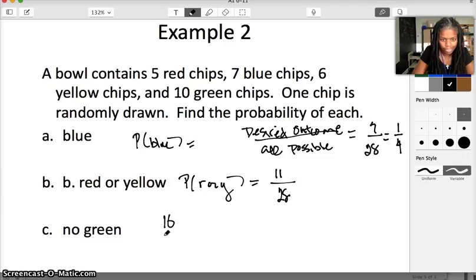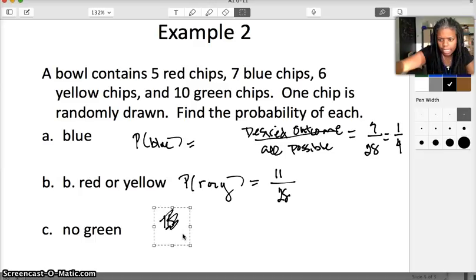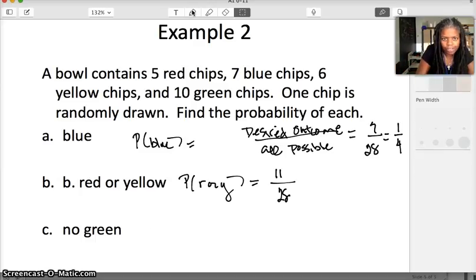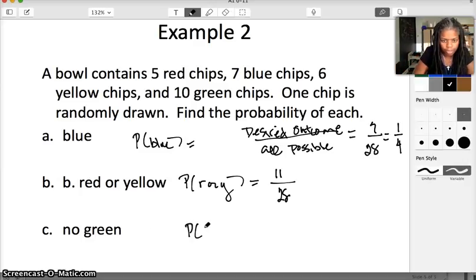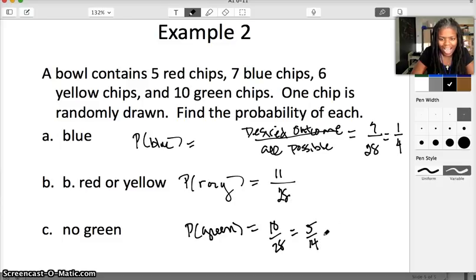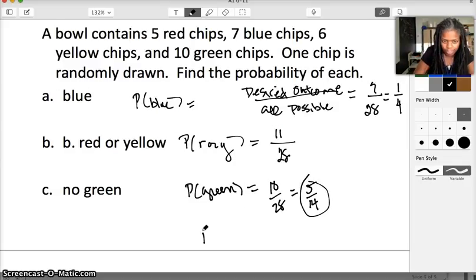Watch this. 10 greens. So let me write that nicer. Be a nice teacher and write it nice. There we go. All right, so if I were to calculate the probability of green, I know this is not the answer to the question because it said the probability of no green, but the probability of green is 10 out of 28, which can be reduced to 5 out of 14. I can subtract this from 1 to get the complement, which is the probability of no green, all right? So I'm going to do it this way, which I know seems a little convoluted, and then we're going to talk about the other way to do it.